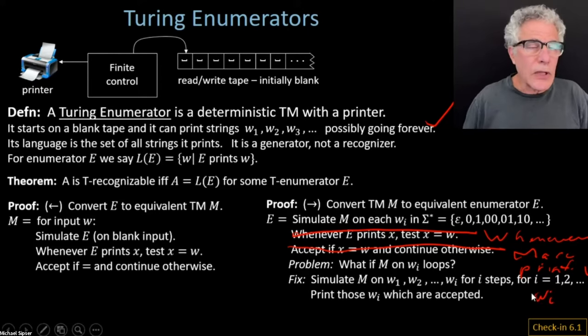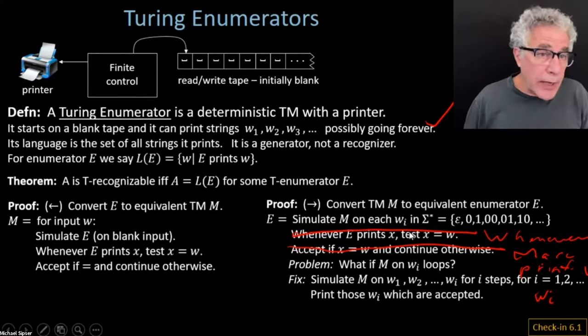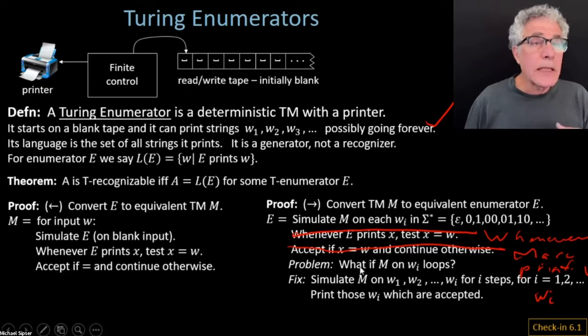Okay, so I'm gonna just say it in words. You're going to simulate M on each WI. Whenever you notice M accepting WI, you just print out WI, because you want to print out all of the strings that M accepts. Now, there is a problem here.